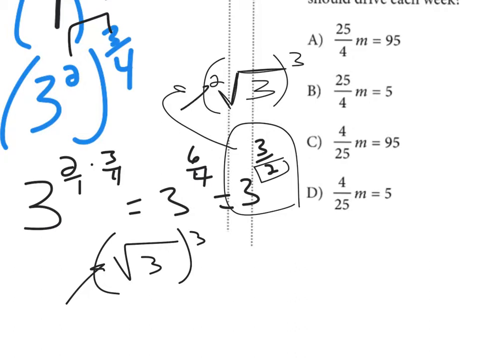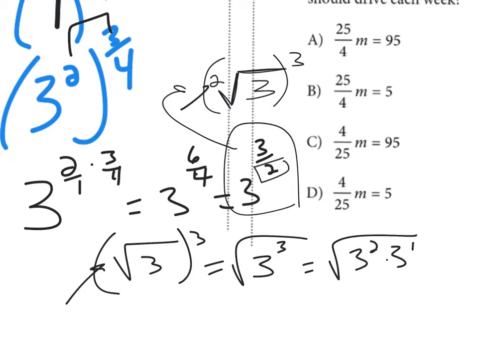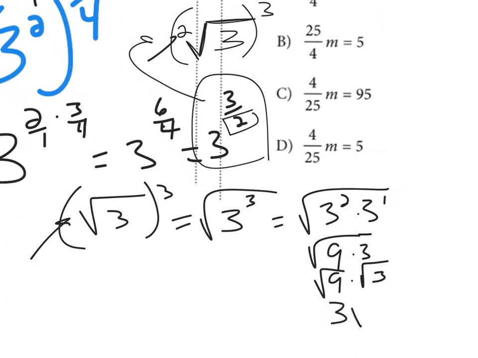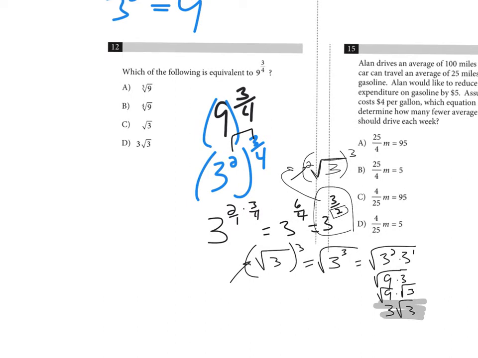So that's the same as the square root of 3 to the third, or the square root of 3 squared times 3 to the first, which is the square root of 9 times 3, and that can be broken up into radical 9 times radical 3, and radical 9 is just the number 3. So after doing all of that, here your answer turns out to be 3 radical 3, or letter D. So it was a lot of exponent rules and radical rules for that problem 12.